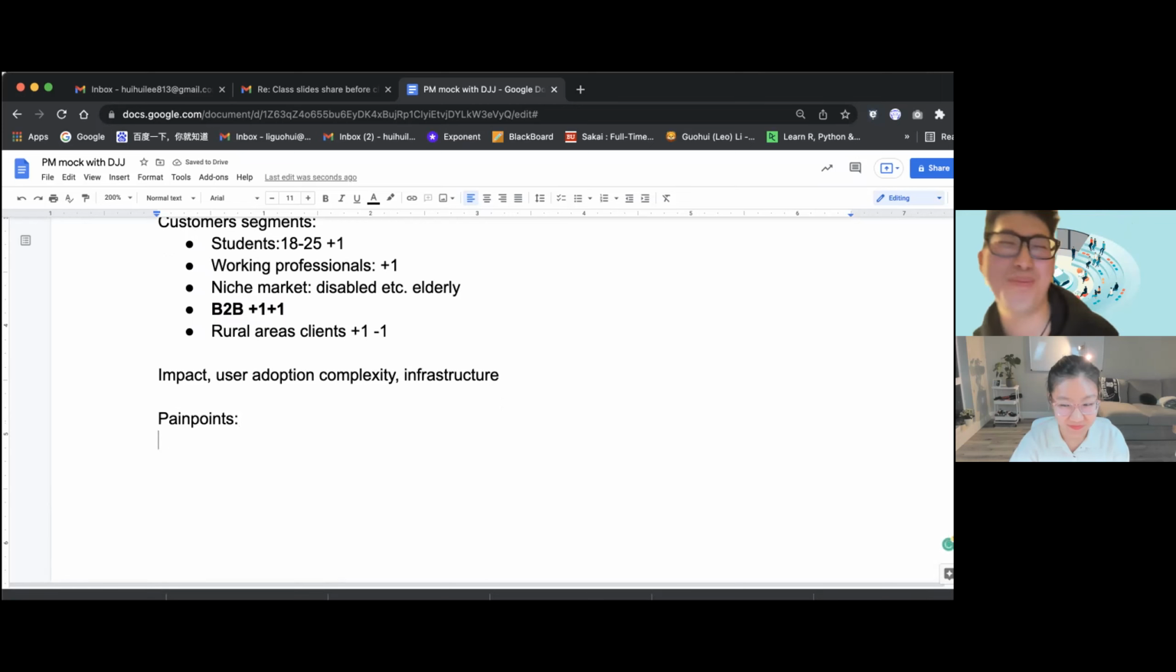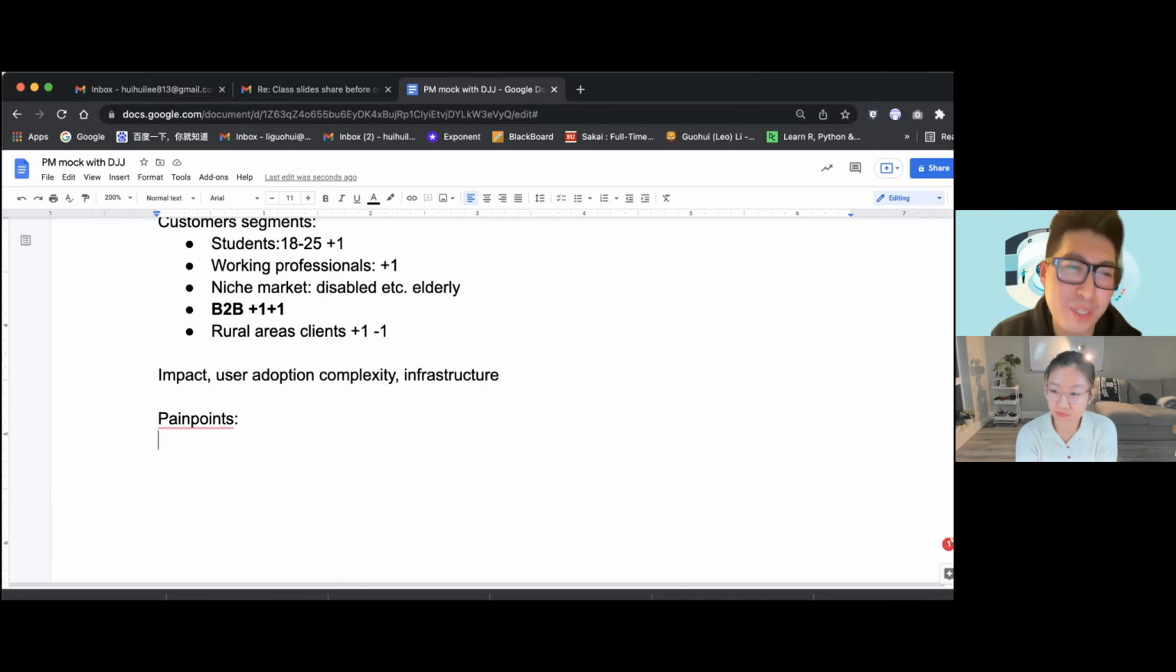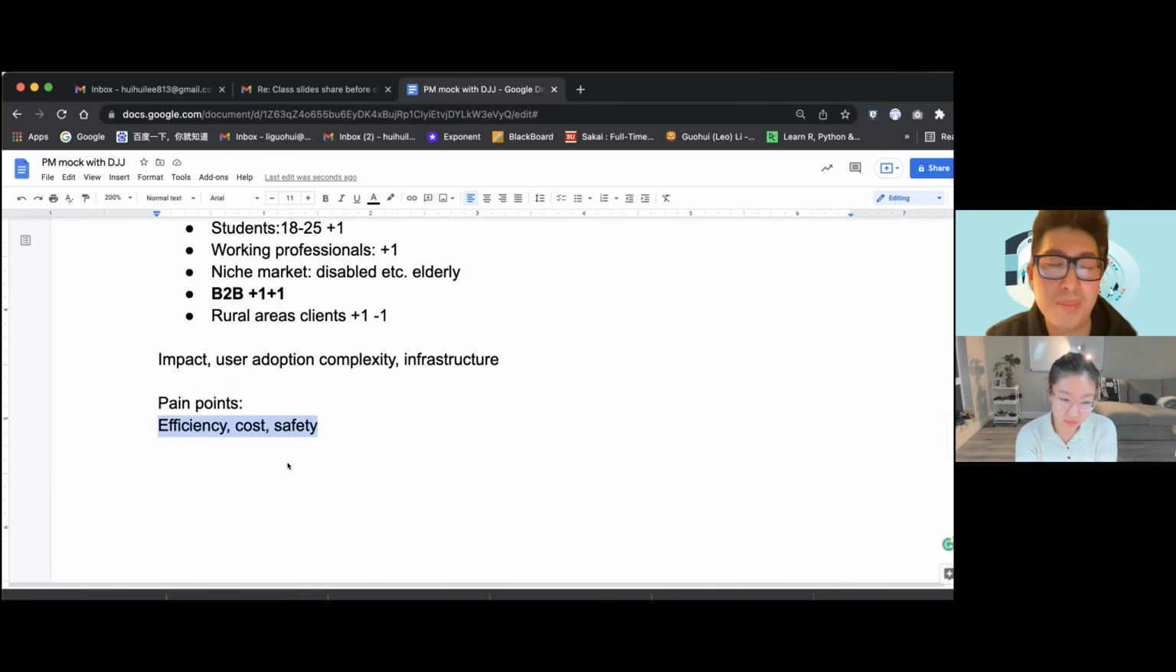So I think the pinpoints for the B2B clients, especially in Europe, usually the enterprises care about something similar, that is efficiency, cost, and safety. I think this is something in common that enterprises will care about when they're delivering or sending out products to their customers. So I will put these as their three pinpoints.